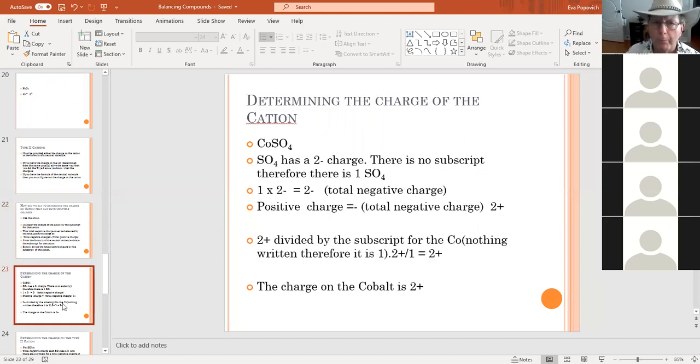All right, we have cobalt sulfate. SO4 has a 2- charge. We always know what the charge on the anion is. There's no parentheses, there's no subscript, so SO4. So I know that my SO4, I have one of them, it has a -2 charge, so that is my total negative charge. Therefore, the total positive charge must be a +2. So I take the fact that my cobalt is a +2, and I'm going to divide it by the subscript. There's only one cobalt. So +2 divided by 1, that makes the charge on the cobalt a +2.